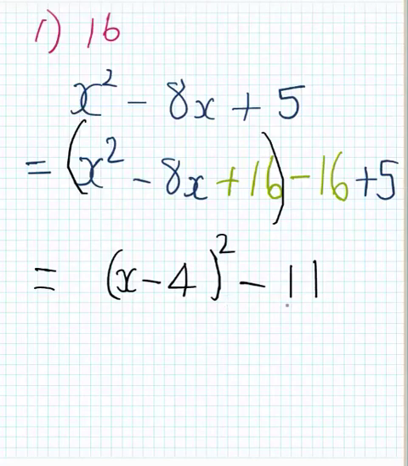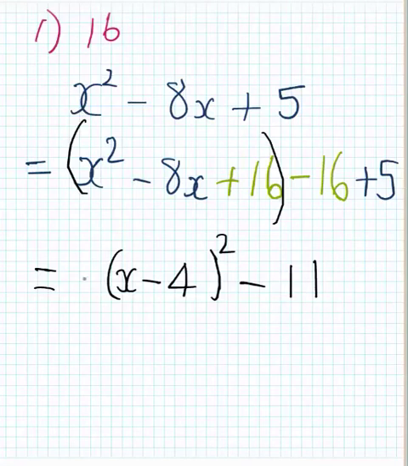But for now, I want you to just have a look and see how this is in the turning point form. You notice how we have brackets here, and we've got x minus 4, and it's being squared. So turning point form has to have a square somewhere. And in this example, we've also got a minus 11 here. Okay, and this is in turning point form. So just keep that in mind.